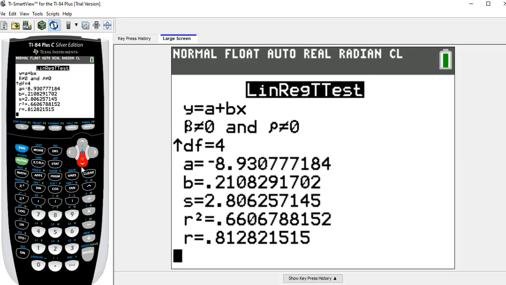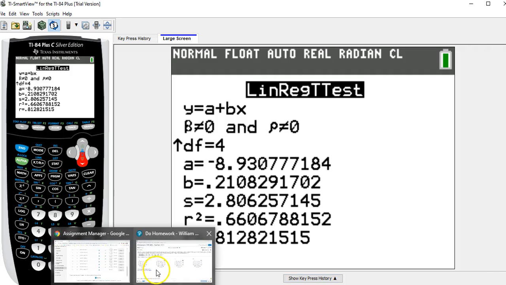To be honest, I'm not sure what that s thing is, but the other important thing here is this r. That's the correlation coefficient. The r, which I'm definitely writing down, and I'm sure they're going to ask for, is 0.812821515. So I wrote down that information, and let's see how to answer the rest of these questions.